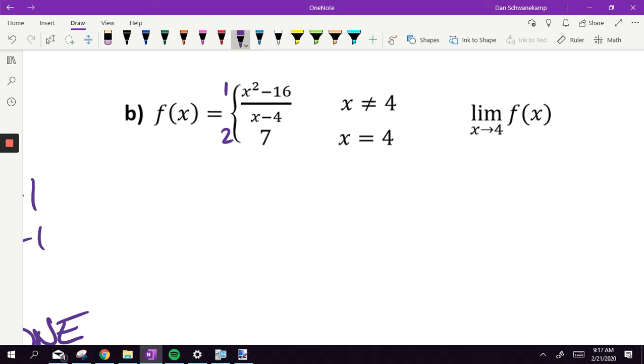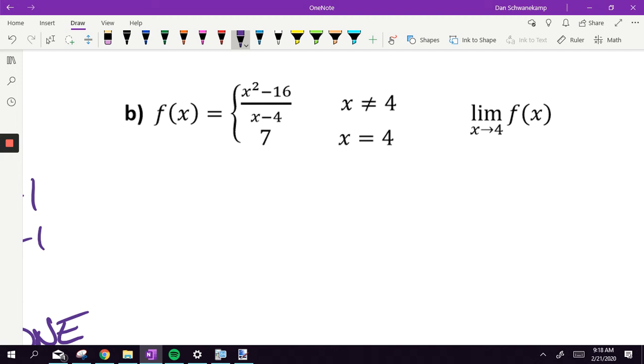Think about that for a second. Have a discussion with your neighbor because I want you to think about that. You only need the first equation. Come up with a reason for that. If I were to ask you what the value at 4 was, then I would want to plug into that bottom equation because it is 4. At 4, it's 7. But every other time on the entire graph, it's that top equation.